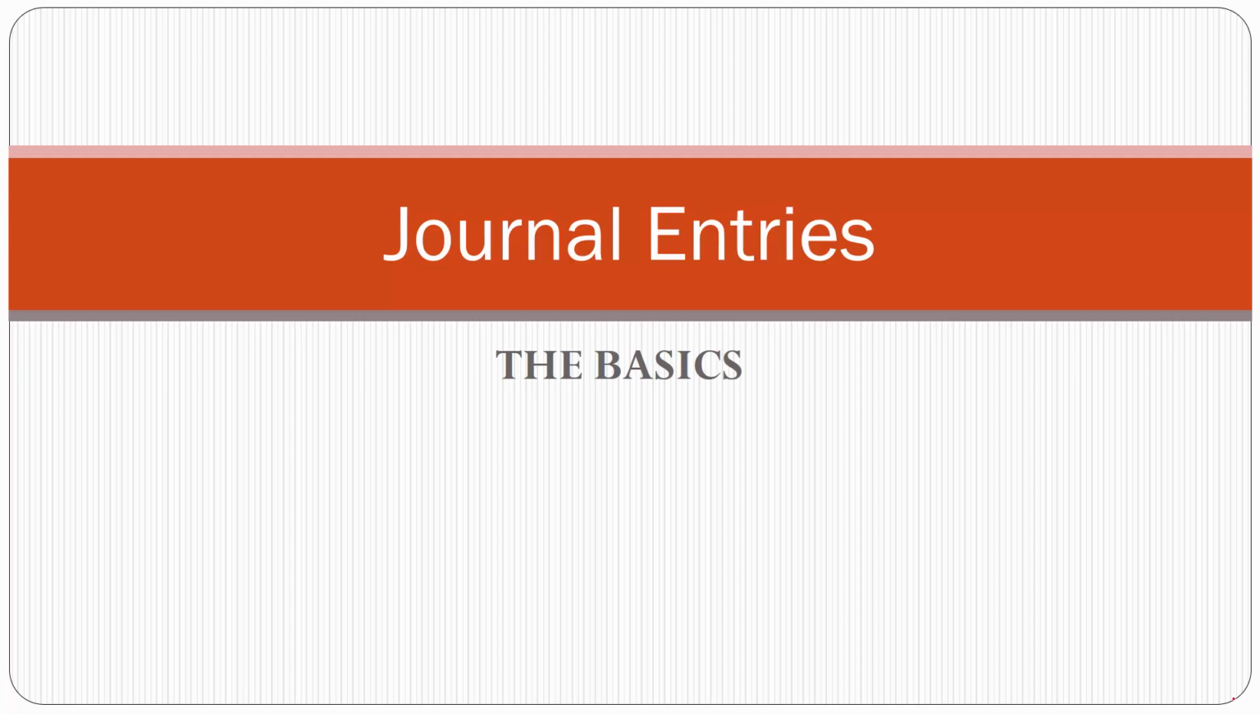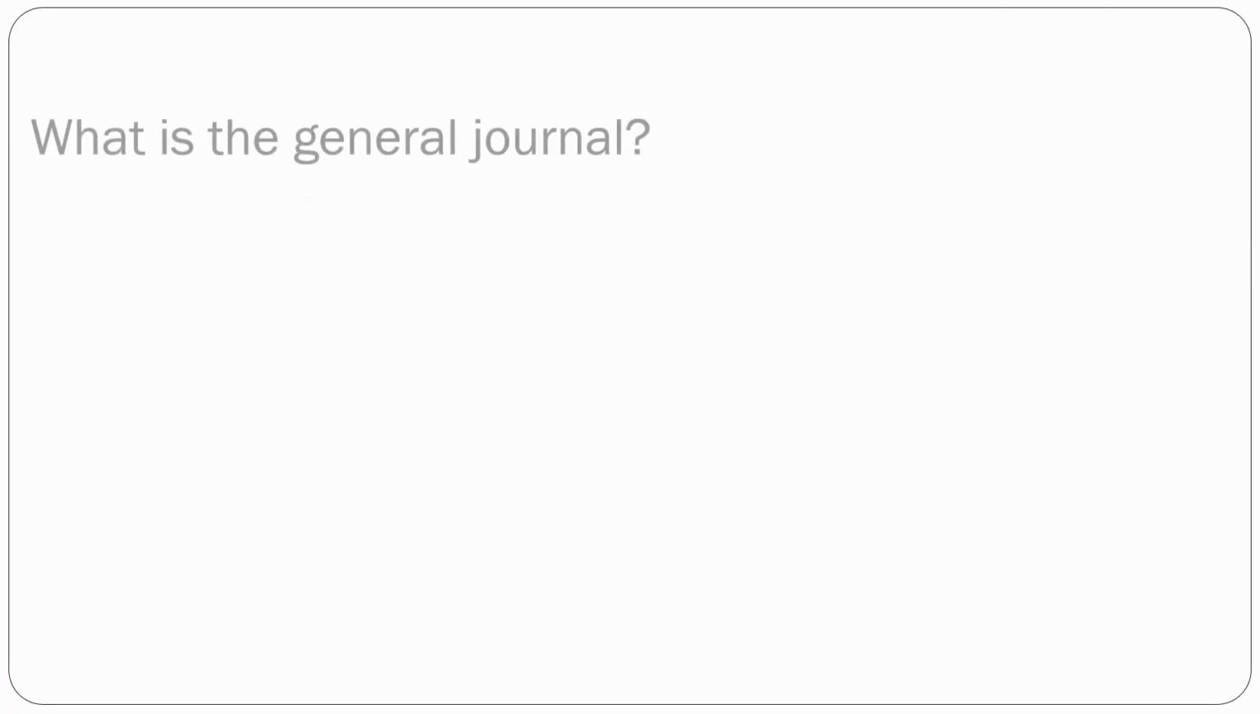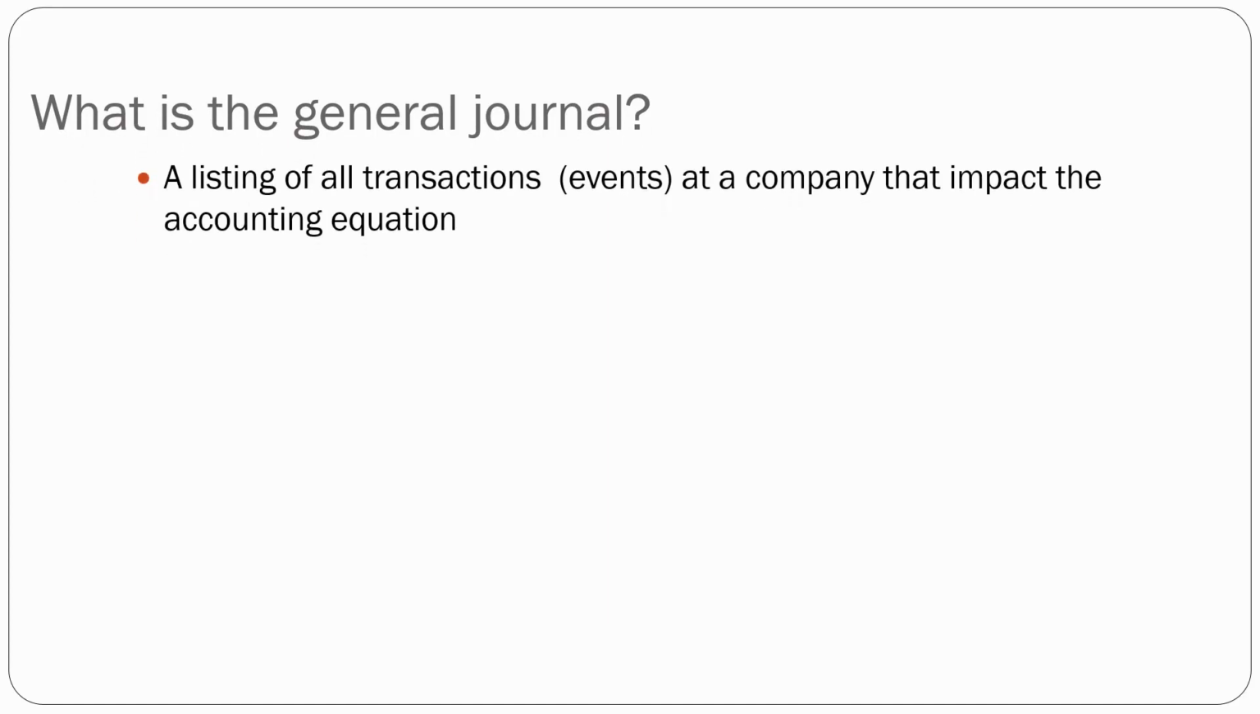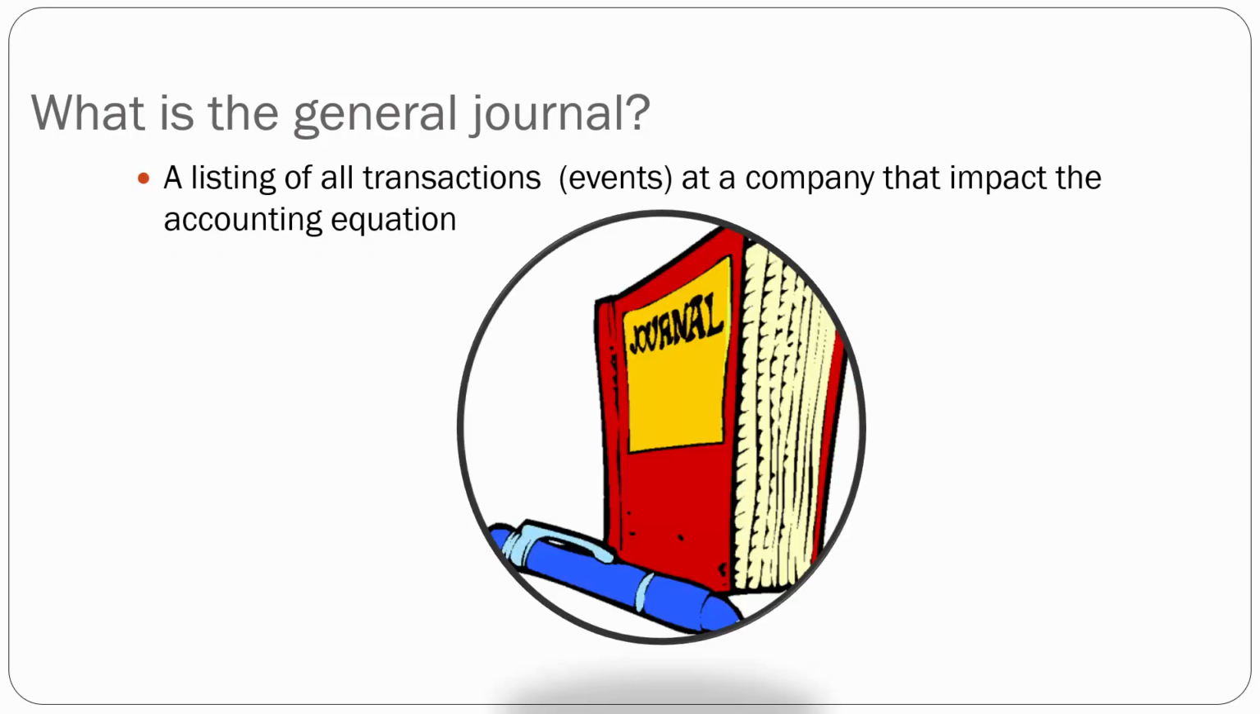In this video, I'm going to talk about journal entries and just the basics of how to do a journal entry. So to start with, what is a general journal? A general journal is the listing of all transactions or events at a company that impact the accounting equation. I like to think of it as like a journal or a diary for a company.